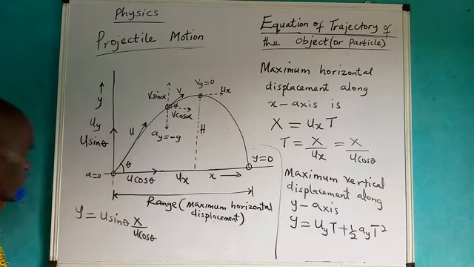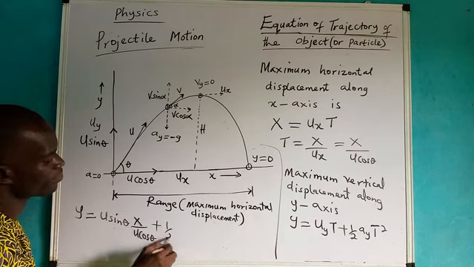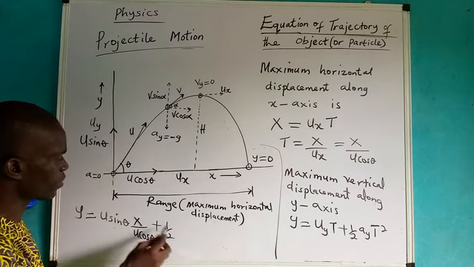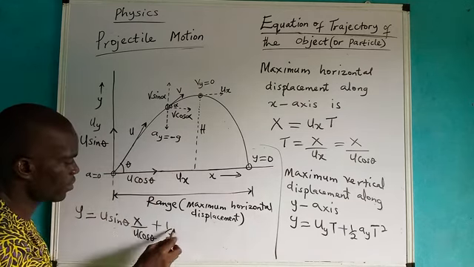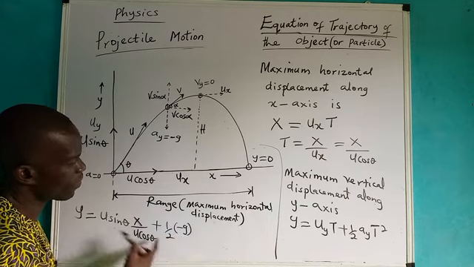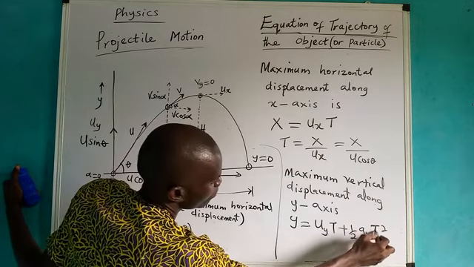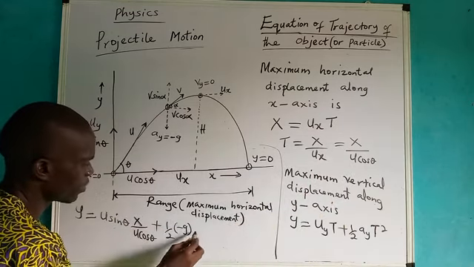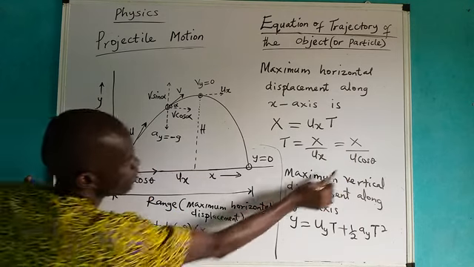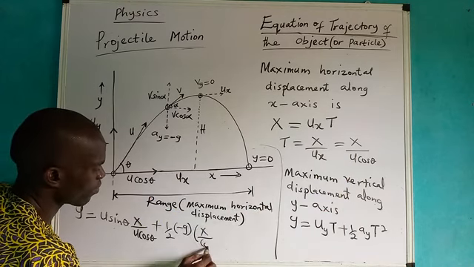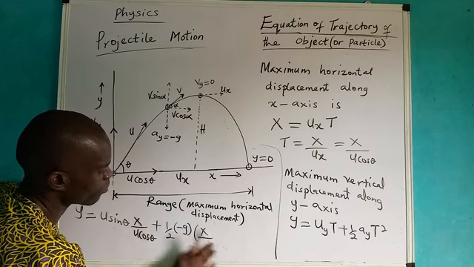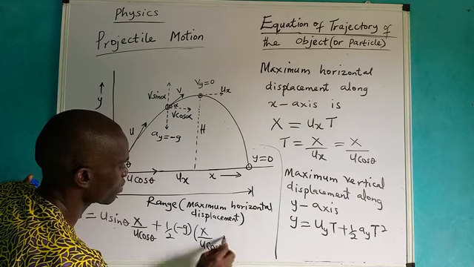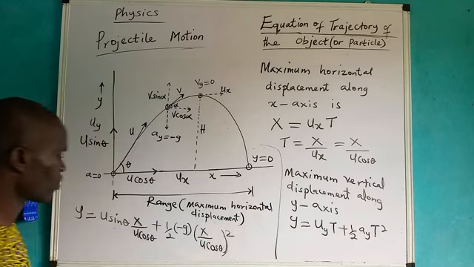We have substituted, plus half. What do you have for AY? We have determined AY before. It's simply minus G. And we have T squared, and our T still remains: X all over U cos theta, squared. This is what we have here.